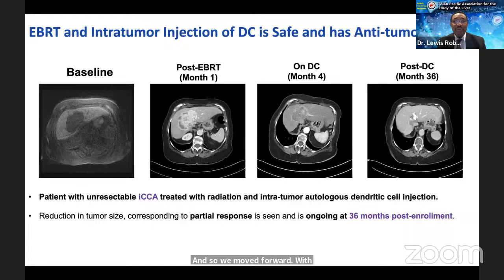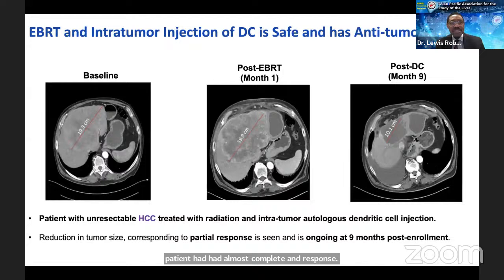And just to show you a couple of examples of patients on this protocol. This is a patient with unresectable intrahepatic cholangiocarcinoma who was treated with radiation and intratumoral autologous dendritic cells. And you can see the response post radiation treatment at month one. By month four, you can see the shrinking of the tumor beginning, and by month 36, this patient had almost complete response that was ongoing at 36 months. This is another patient who had unresectable HCC, again treated, this is month one post external beam therapy, and then at month nine post DC, you can see loss of enhancement of the tumor as well.